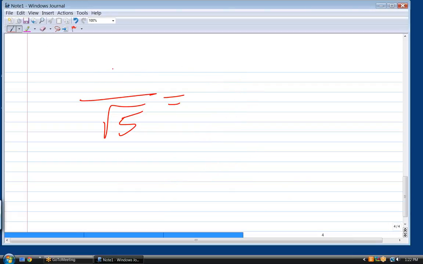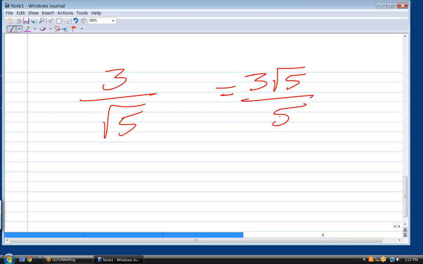What if I have 3 over the square root of 5? Wouldn't you do the same thing? Which is? And what's the answer? You mean for the answer? No, you'd have 3 times the square root of 5, and 5 on the bottom, right? Very good. Yay! That's how you rationalize numbers.